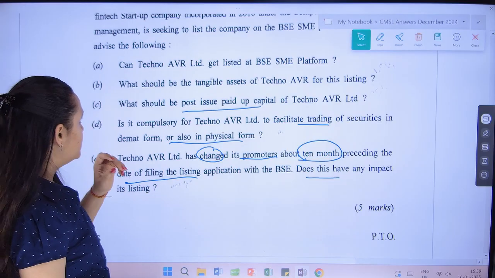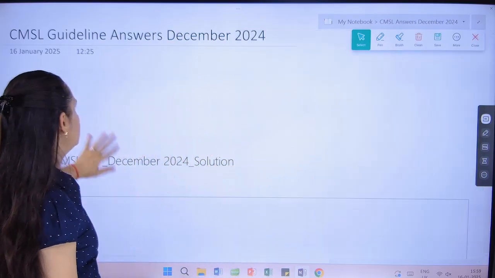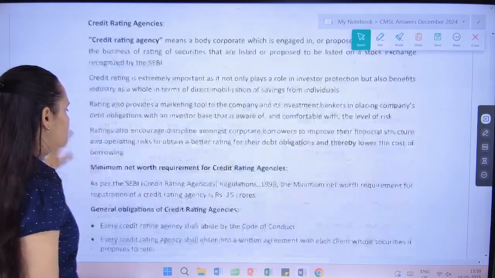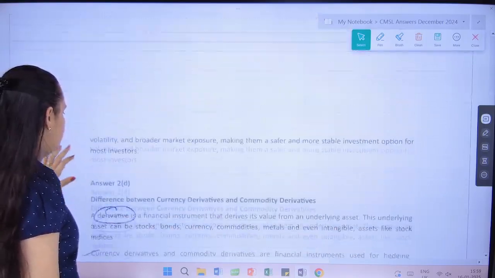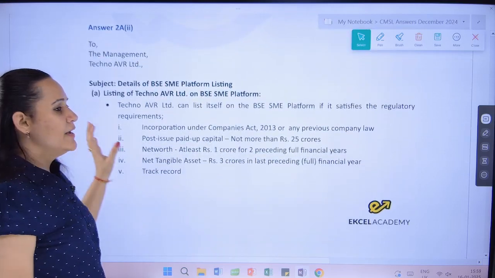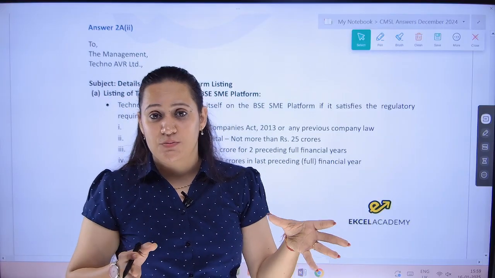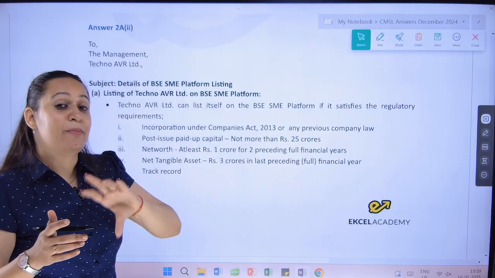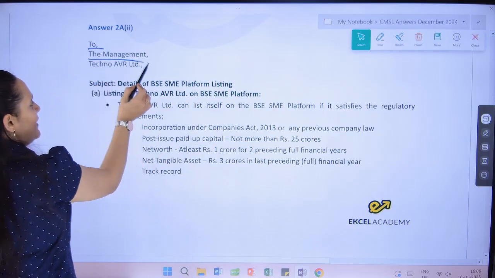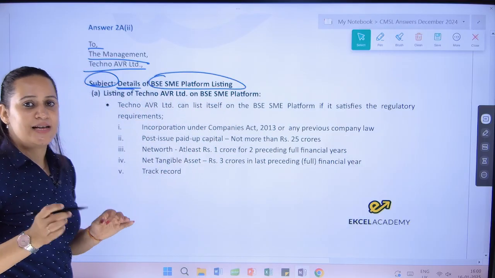Okay, so let's quickly answer from the guideline answers. See, here the presentation of the answer is slightly different because they have asked you to advise as a company secretary to the management of the company. As a SEBI consultant, they have asked you to advise. So you can write it in the way of a letter to the management of the company. What is the subject? We are going to give you details about listing on the BSE SME platform.